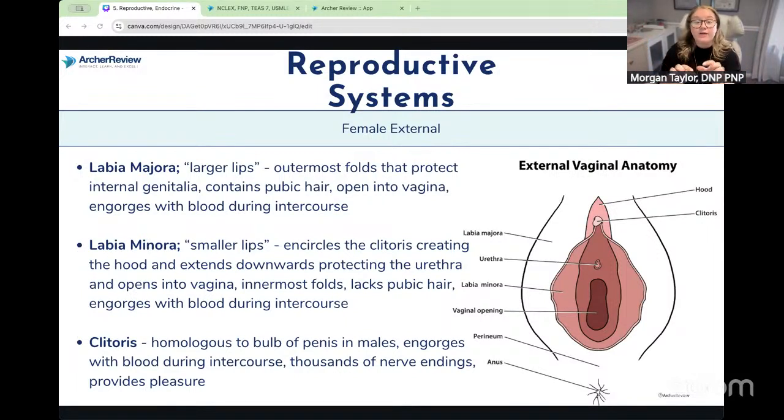And then inside we have the smaller lips, so minora, minor, think smaller. That is going to be encircling the clitoris and creating a hood that goes downwards towards the urethra. You see that there in the middle. And of course, the labia minora are really helping protect that as well as the opening into the vagina right there. Then lastly, at least for our external anatomy on this slide, we have the clitoris here. This is homologous to the bulb of the penis in males. I think that's very interesting. We kind of see the yin and the yang of different parts, male versus female.